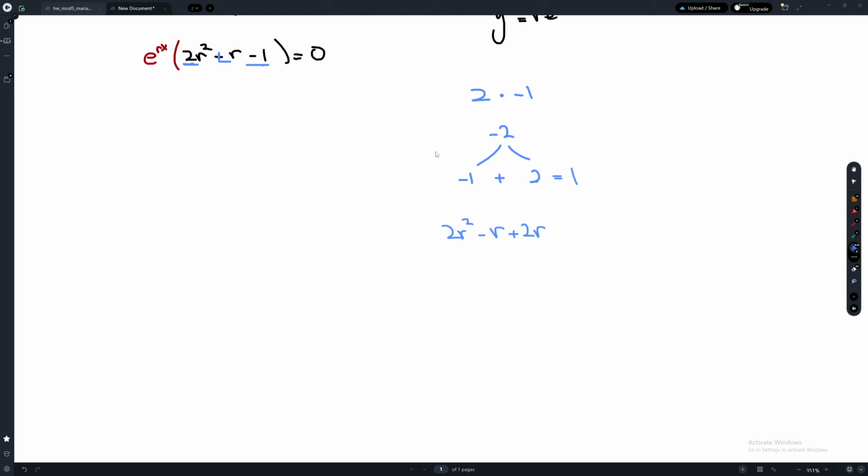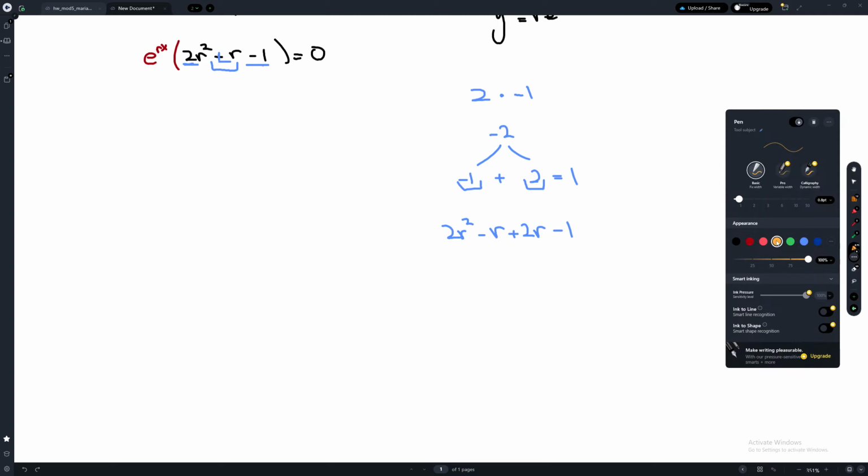And then you do your last term, which is your minus 1. All you do is you replace this middle term with this r and then 2r. Okay, and you plug them in the middle, right here. Okay, so now that you got this, you can factor by grouping.